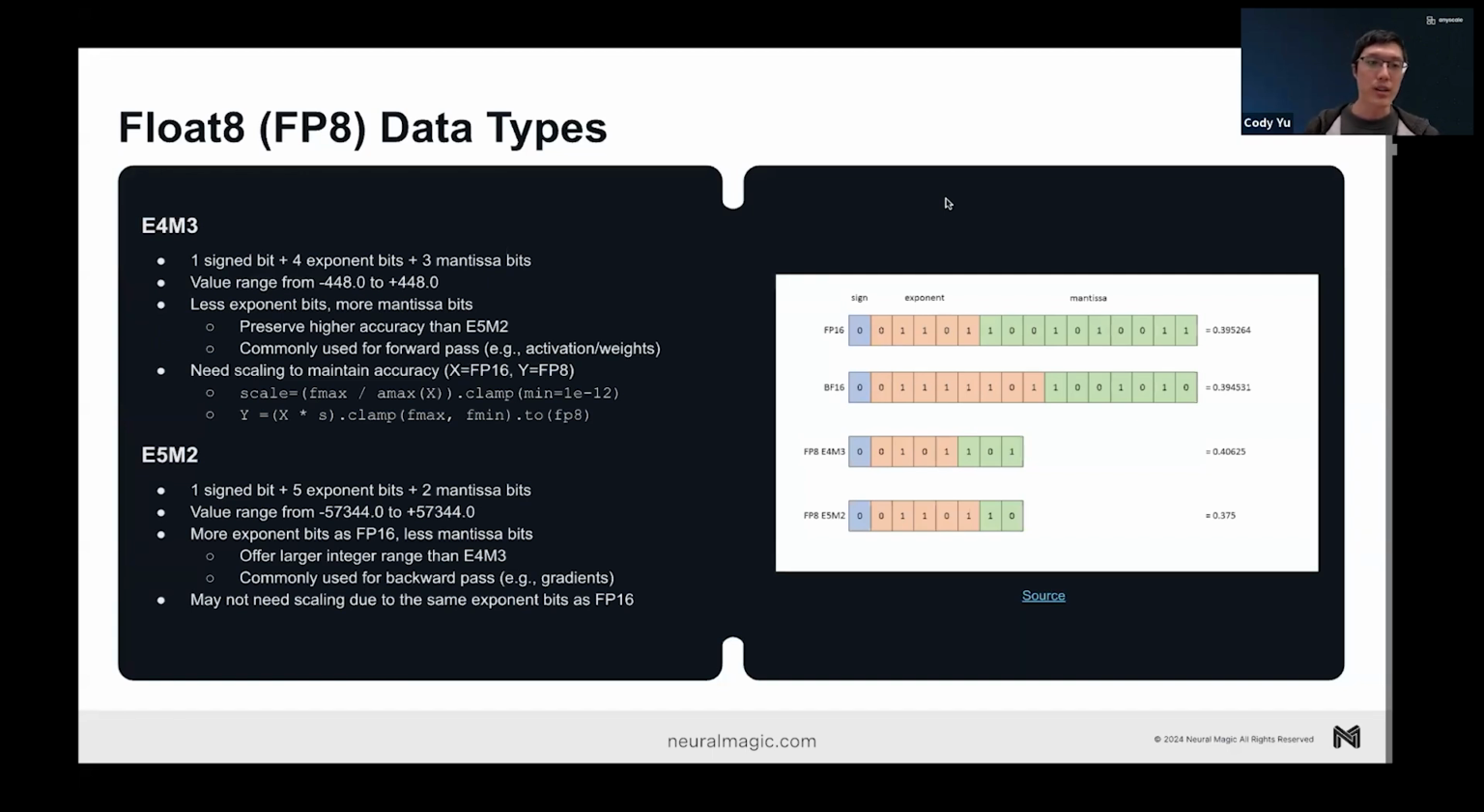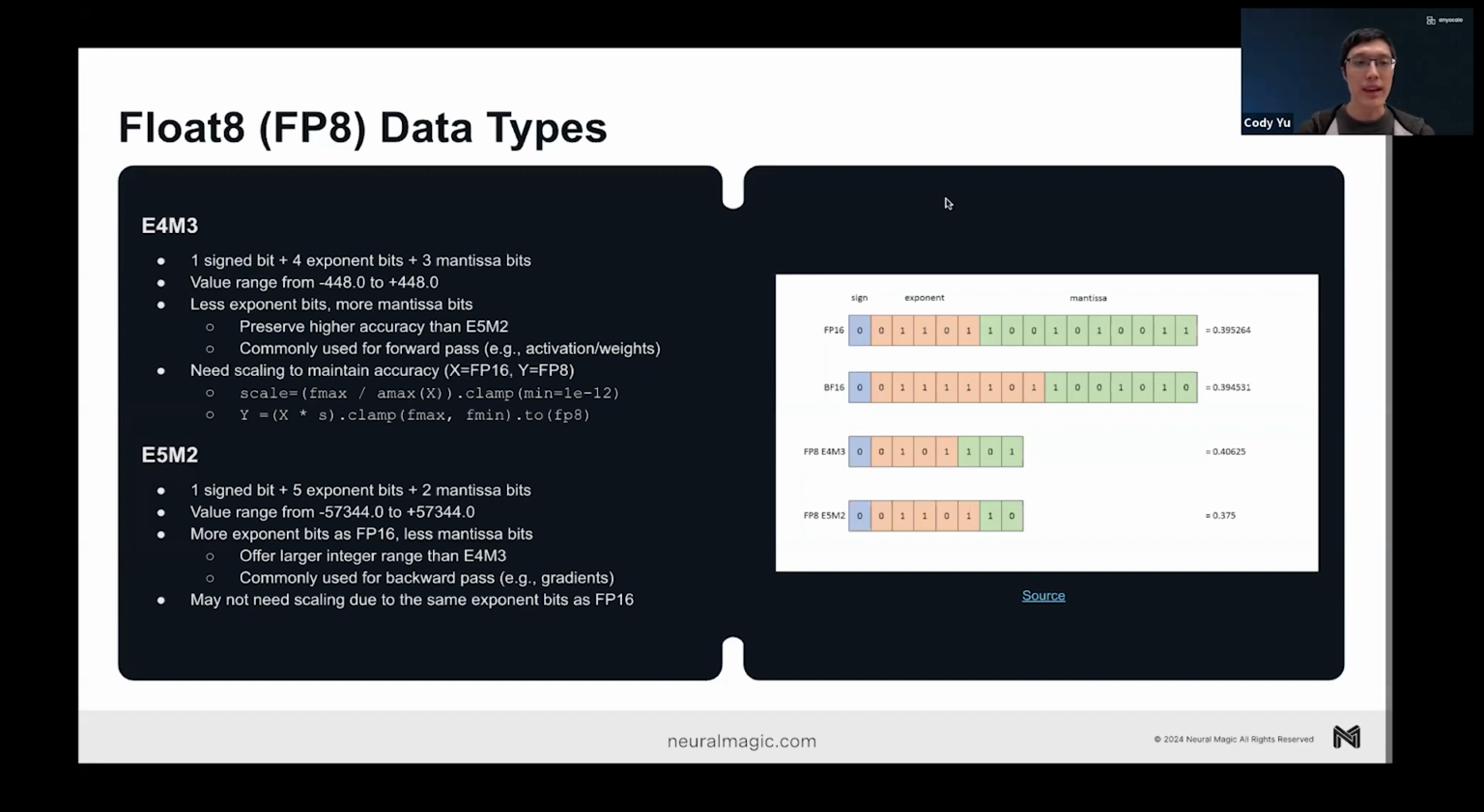Because we have 4 exponent bits, you can have the value range from -448 to +448. And you can also see that there are fewer exponent bits but more mantissa bits compared to another format I'm going to talk about. So this can preserve higher accuracy than the other format. So it's commonly used for the forward pass to store the activations or the model weights. But the problem is because you have fewer exponent bits, you probably need to scale the number before casting to FP8 to maintain the accuracy.